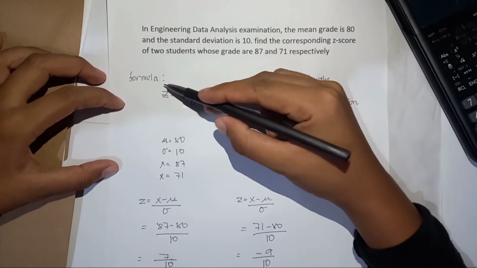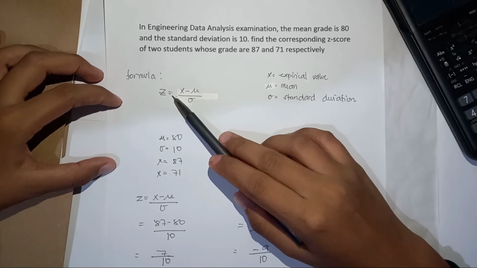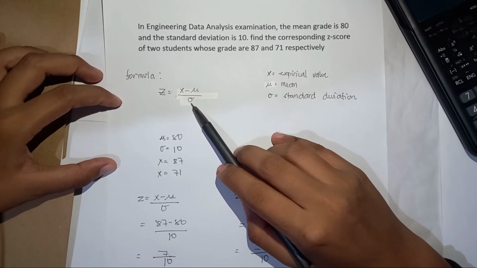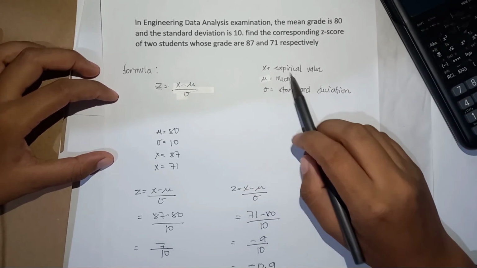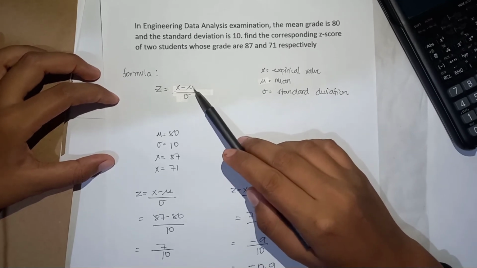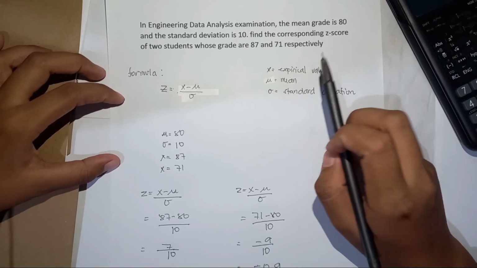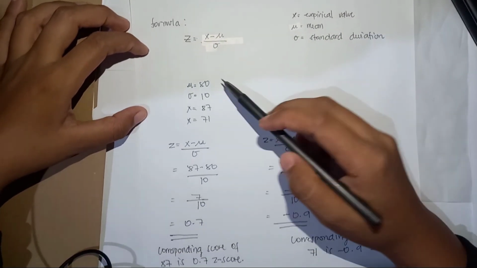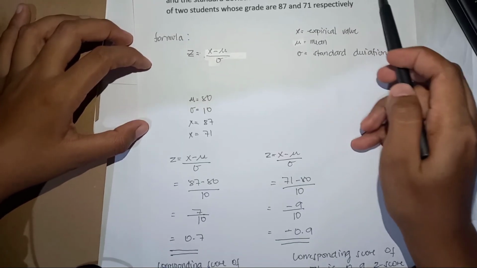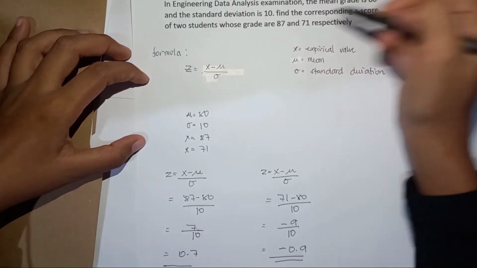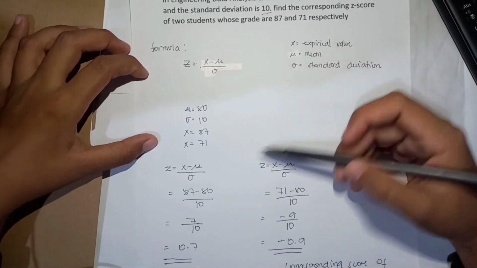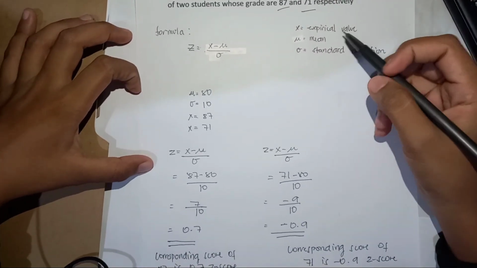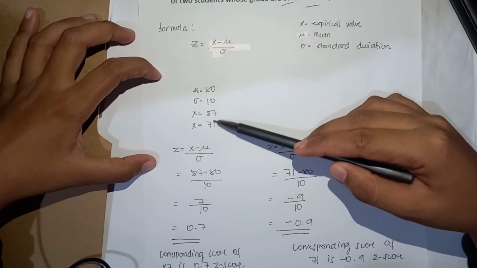So this is the formula we are going to use. The z is equal to x minus mean divided by standard deviation. The x means the empirical value, this variable means the mean or mu, and this one is the standard deviation. So our mean is equal to 80 and our standard deviation is 10. We have two empirical values, 87 and 71. We are going to solve first the 87.